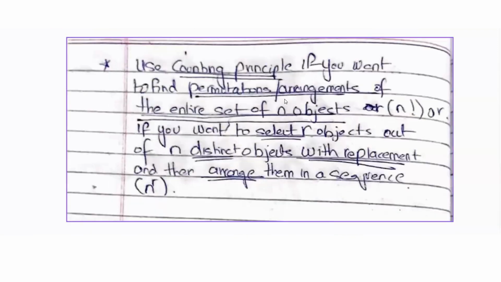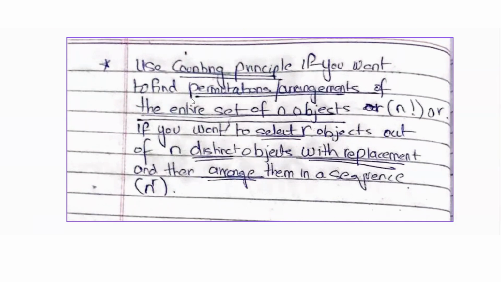Now, if you want to find the permutations of the entire set of n objects, you want to arrange that entire set, you use the counting principle like we learned: n factorial. Or obviously, if there are repetitions in them, you just divide by the repetition, so you can account for that. So use the counting principle if you want to find arrangements of the entire set of n objects: if all those n objects are distinct, it is n factorial. If there are some repetitions in them, then we just eliminate the repetitions by dividing by the possible arrangements.